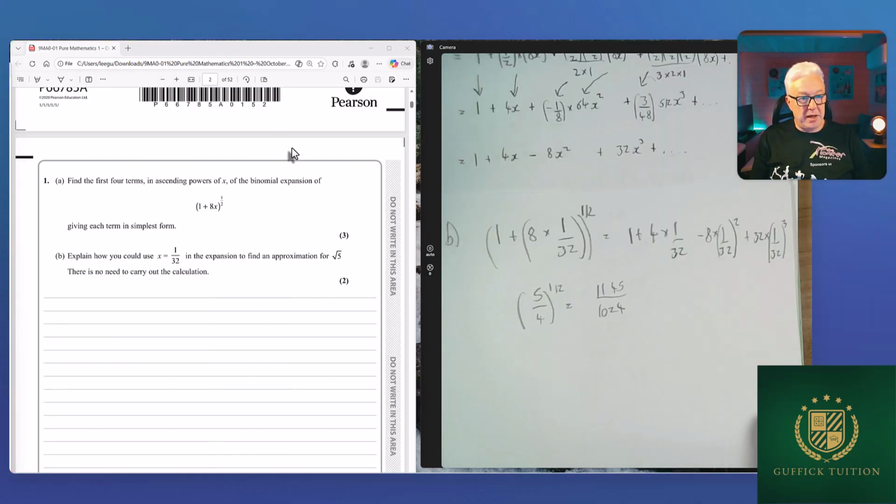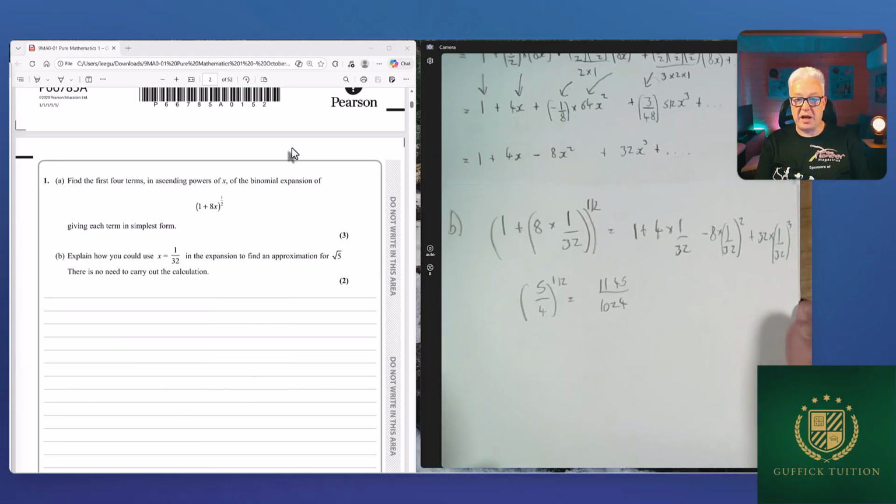Okay, for part B, it says explain how you could use x is equal to 1 over 32 in the expansion to find an approximation for √5. There is no need to carry out the calculation, but it is worth 2 marks, so we have got to show some kind of justification.